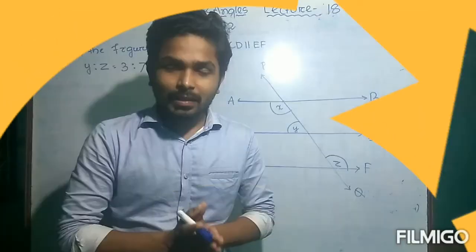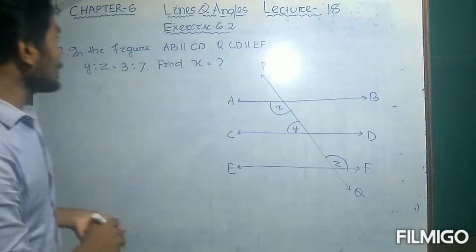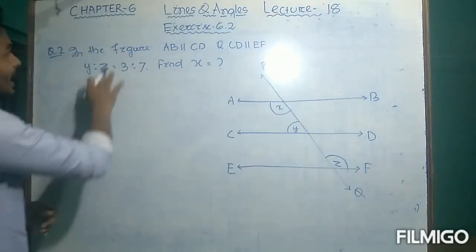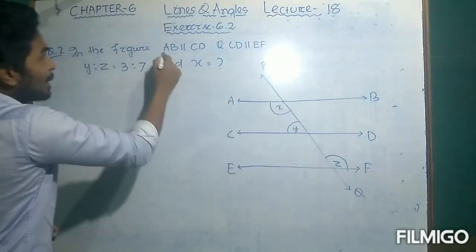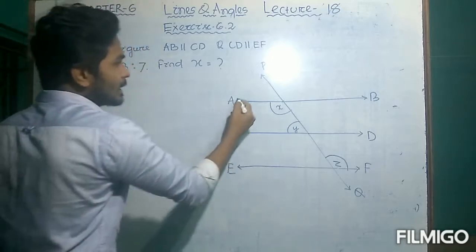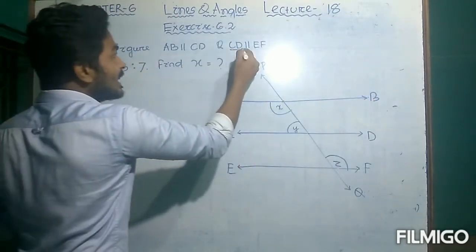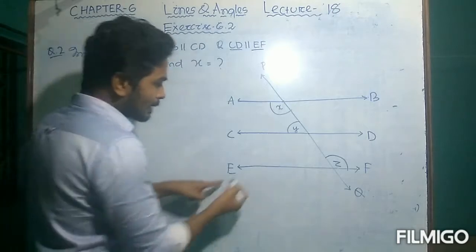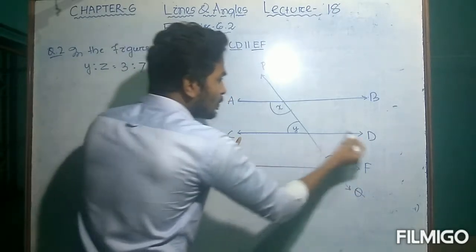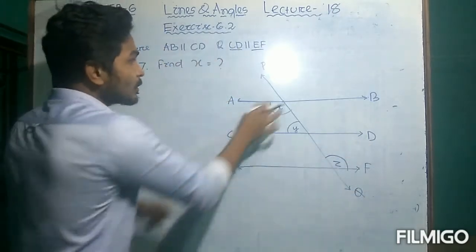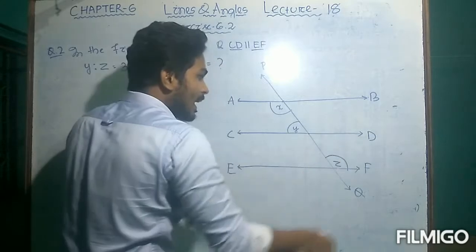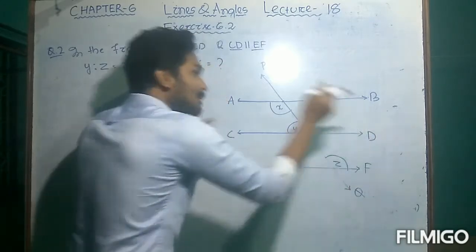So let us now understand question number 2. According to question number 2, it is given that in the figure, line AB is parallel to line CD, and line CD is parallel to line EF. That means EF is parallel to CD. So this line is parallel to this line, and this line is also parallel to the same line.